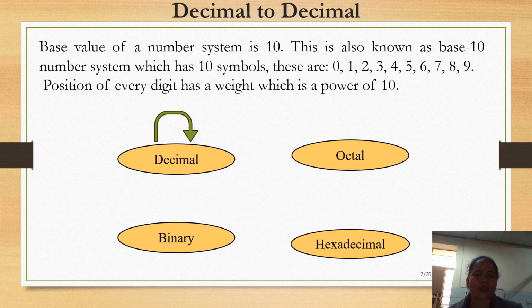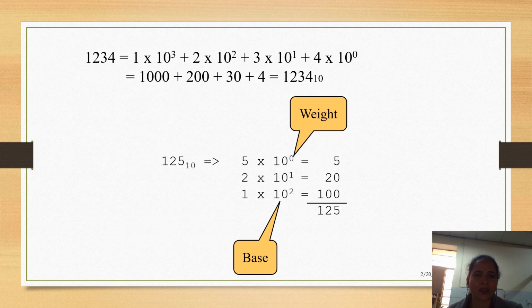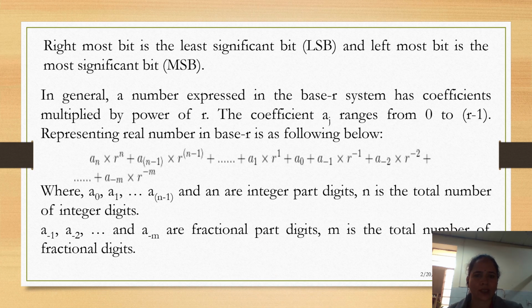Okay. Now we start one by one with decimal to decimal conversion. If the base is the same, then the number remains the same. Because the base is 10, the weightage starts from 0, 1, 2, and if we convert it, we get the same number because the base is the same.